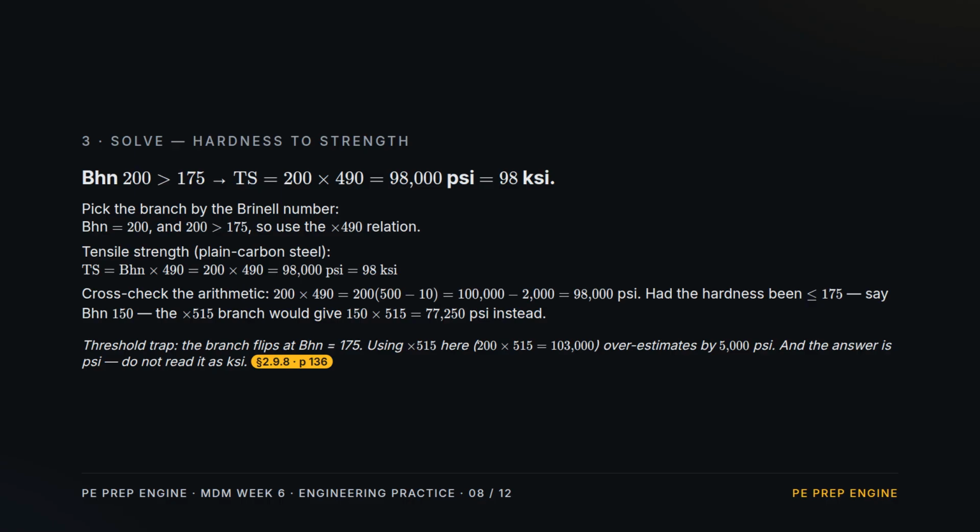Solve. Part 1. Hardness to strength. The Brinell number is 200, above the 175 threshold, so tensile strength is the hardness times 490, 98 KSI. Below the threshold, you would use 515 instead, and that flip at 175 is the classic trap.